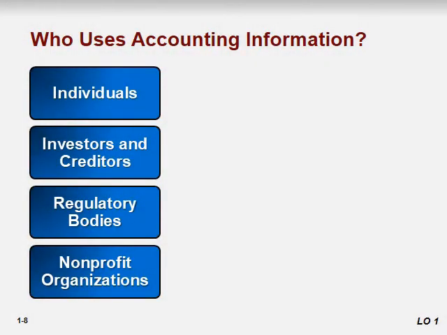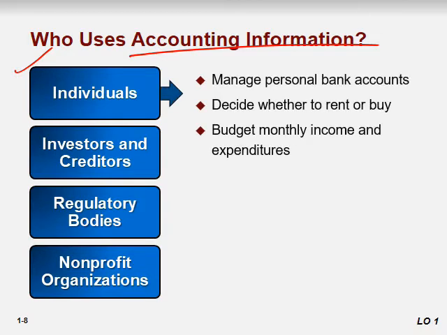Now the question arises, who uses accounting information? Number one, individuals. Individuals use accounting information when they manage personal bank accounts, when they decide whether to rent or buy a house or a car or whatsoever, or when they budget monthly income and expenditures. Accounting provides necessary information to allow individuals to make decisions.